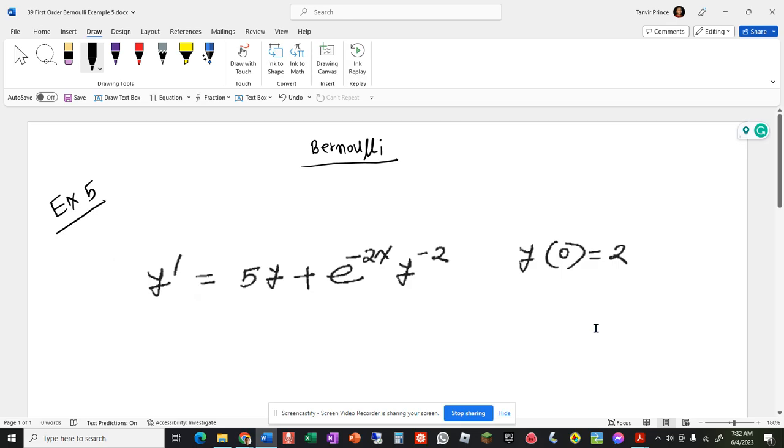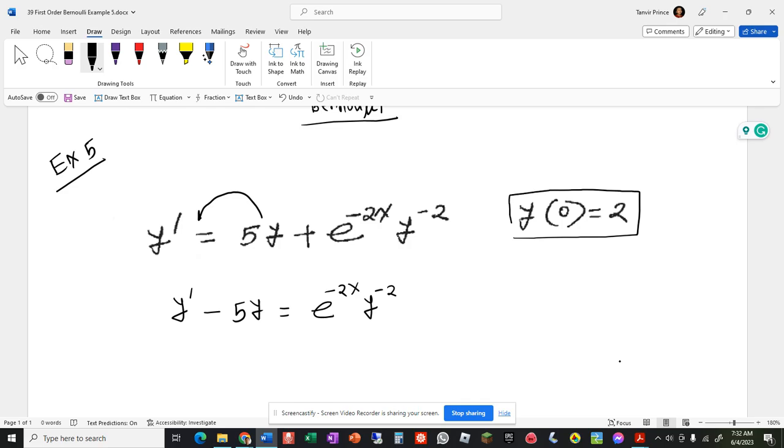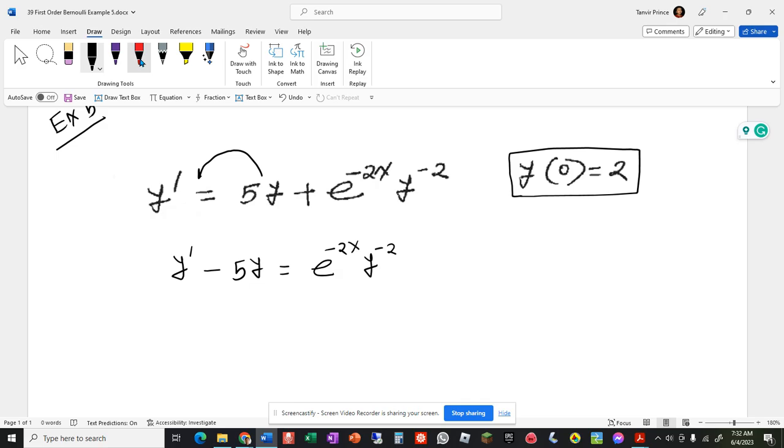So here, to make the correct format, I have to move this 5y to the other side. So let's do that. So y prime minus 5y equal to e to the negative 2x times y to the power negative 2. The initial condition, we're going to deal with this later, so don't worry about this now. So here, the p is negative 5 and q is e to the negative 2x. But what is most important is the n.